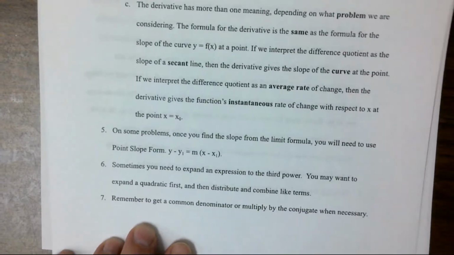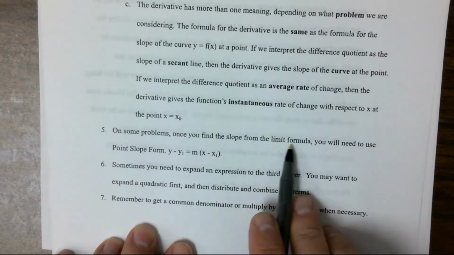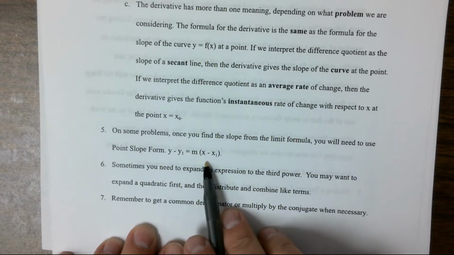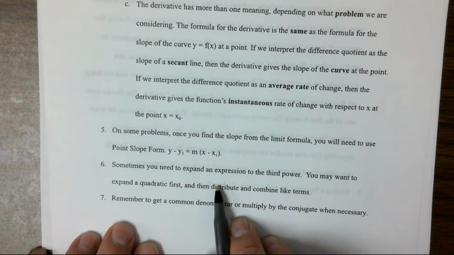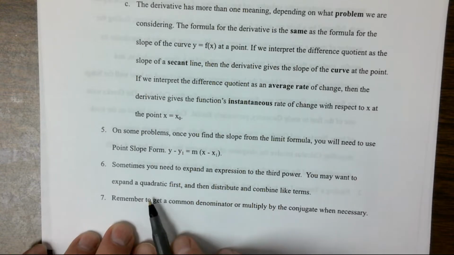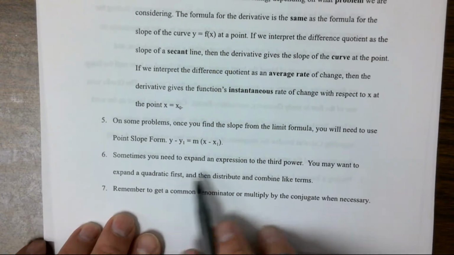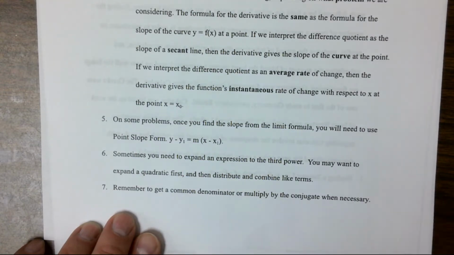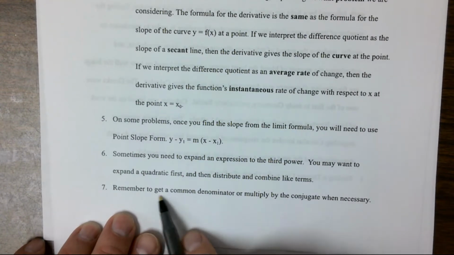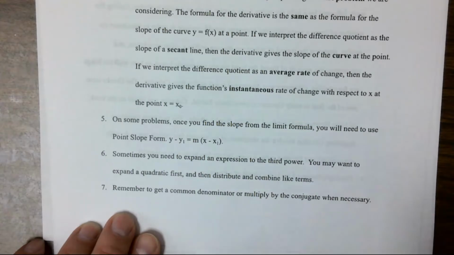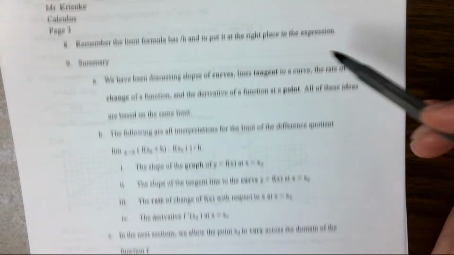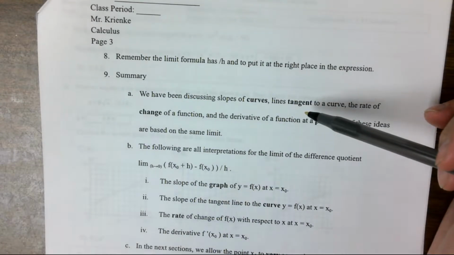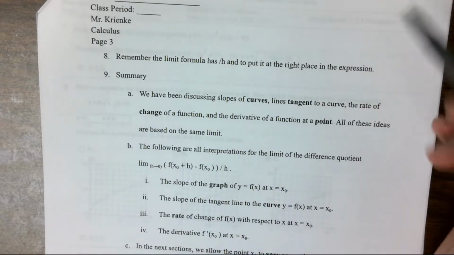On some problems, once you find the slope from the limit formula, you need to use the point slope form. Sometimes you need to expand an expression to the third power. So you may want to expand the quadratic first, then distribute and combine like terms. And remember to get a common denominator or multiply by the conjugate whenever it's necessary. And remember the limit formula has divide by h, and to put it at the right place in the equation.